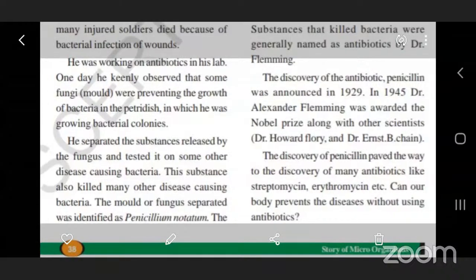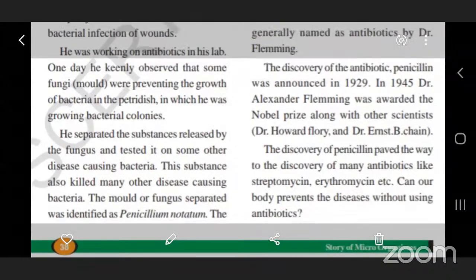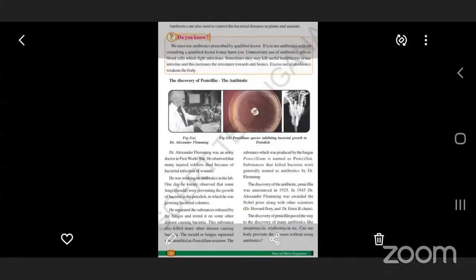Prevents the diseases without using antibiotics.